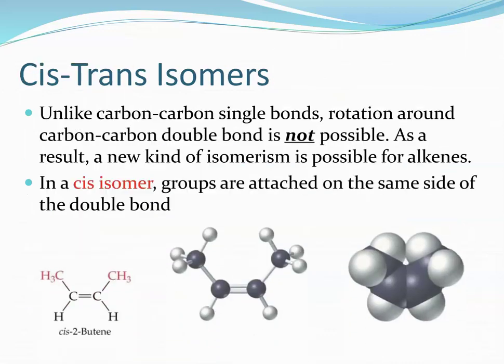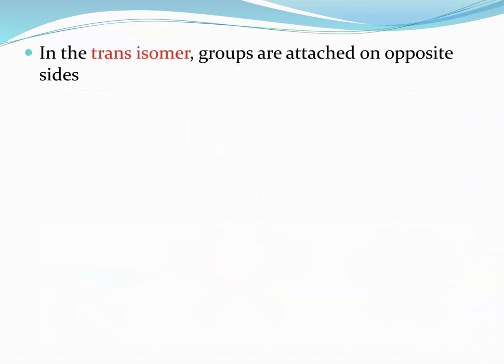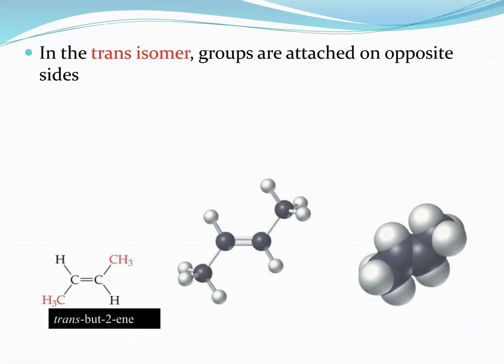Double bonds are not able to rotate around the carbon-carbon double bond. This means that we can get isomers called cis-trans isomers. Cis isomers have groups attached to the same side of the double bond. Trans isomers have groups attached on different sides of the double bond. Compare the two to ensure that you can see the difference.